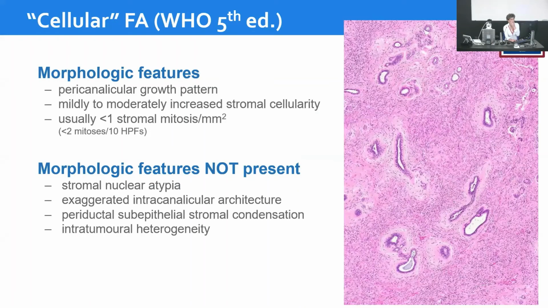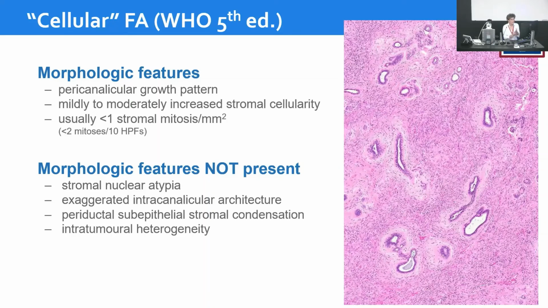I just want to give you the definition of cellular fibroadenoma according to the WHO. It's supposed to have a more pericanalicular pattern without any real condensation of the spindle cells around the duct. And it has mildly to moderately increased stromal cellularity, less than 1 mitosis per square millimeter, which is less than 2 in 10 high power fields. You are not supposed to have any nuclear atypia, right? So no, even mild nuclear atypia, which can be a difficult thing to assess.